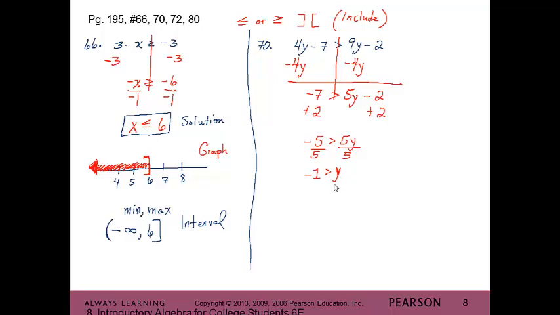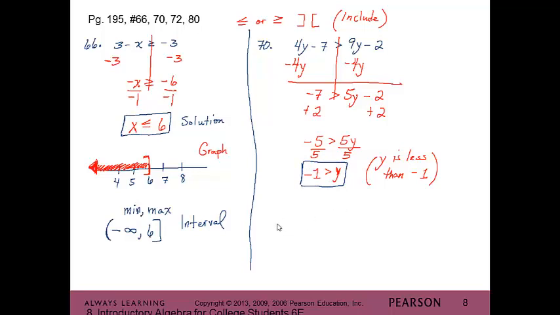So how you really read inequalities, you always read from the variable. So even though the variable is on the right side, we're going to say y is less than negative 1. So this really says y is less than negative 1. So here's our solution.